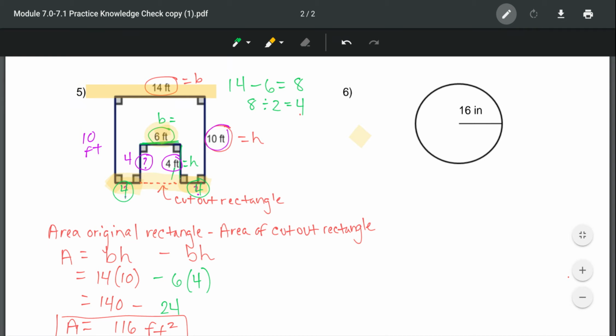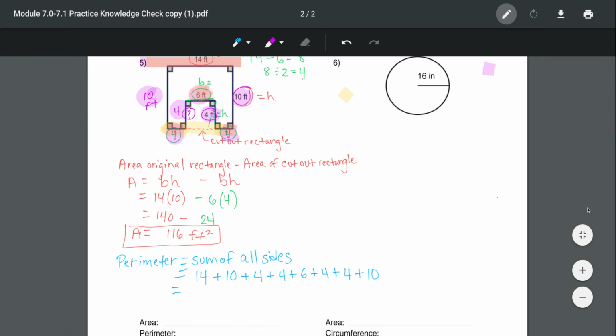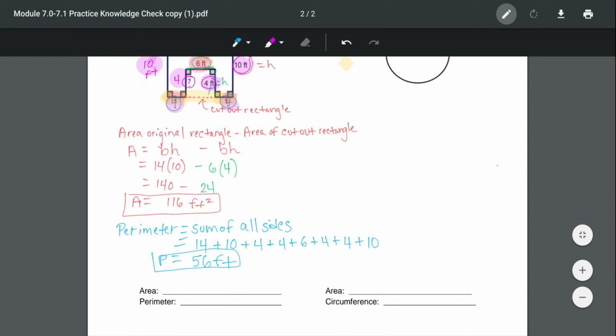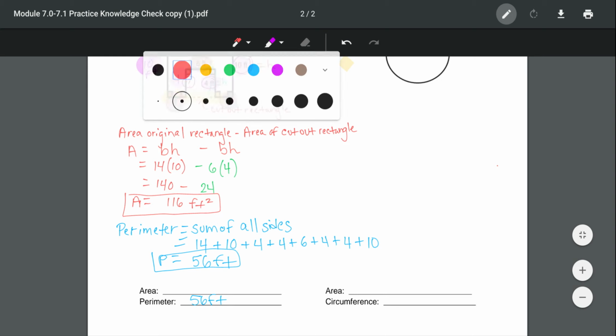Okay, so now we're ready to calculate the perimeter by adding up all the sides. So the side lengths that we have are 14, 10, 4, 4, 6, 4, 4, and 10. So your perimeter, add up all the sides, 14 plus 10 plus 4 plus 4 plus 6 plus 4 plus 4 plus 10, and you get a grand total of 56 feet for the perimeter. So you want to go ahead and write those answers down.